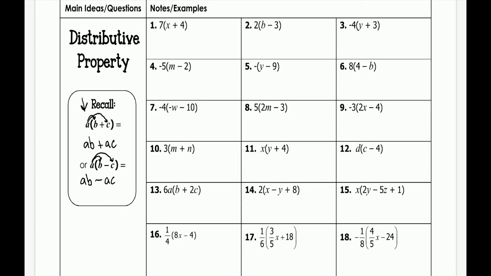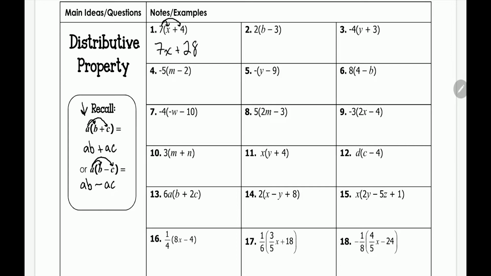Alright, so with number 1, we have 7 times the quantity x plus 4. So we have to distribute the 7. The 7 is going to be multiplied by the x, and it's going to be multiplied by the 4. If we distribute the 7, we have 7 times x, which is 7x, the sign, which is plus, and then 7 times 4 gives us 28. And we're done with number 1. It's that easy.